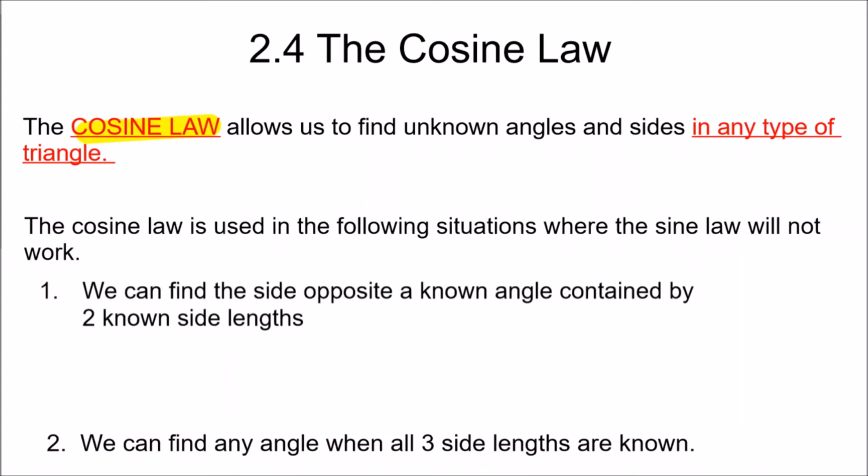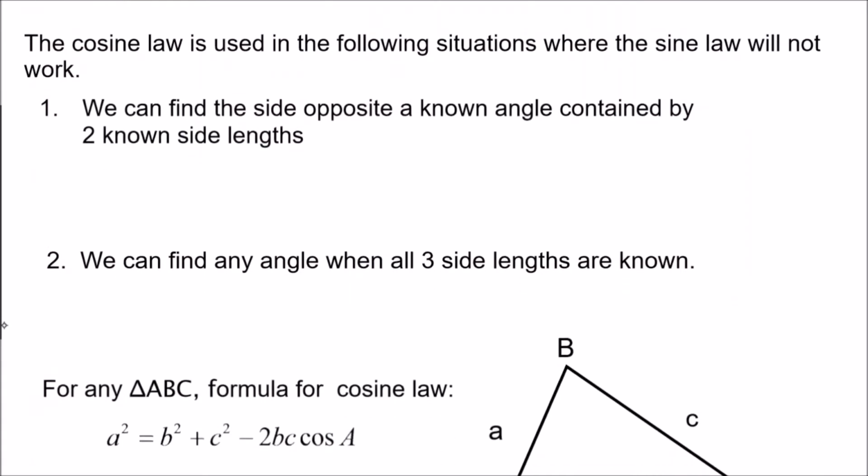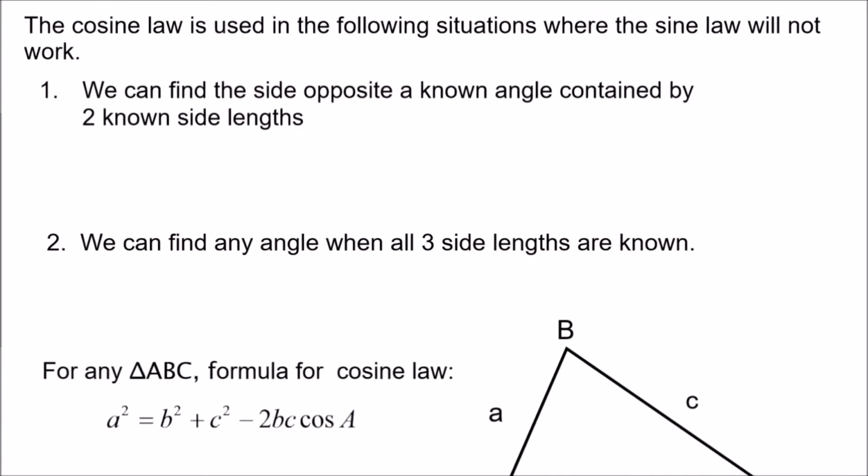It allows us to find unknown angles and sides in any type of triangle. We can do this with right angle triangles, or we can do it with oblique triangles. There's two situations where this is going to come in handy, where the sine law will not work. So if I have a side angle side triangle, where I want to find the side opposite a known angle, and I know the two sides. So I know a side, right? I know the angle between that and the other side I know, right?